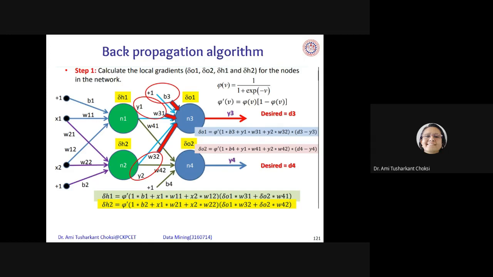Same way, what will be giving for delta O2? That is same way, phi dash of 1 into B4, that is equal to delta O2. Now what we have to do is we have to check at this N4, right? So for that we can say that this is what is, yeah, 1 into B4. Let me show you. 1 into B4.